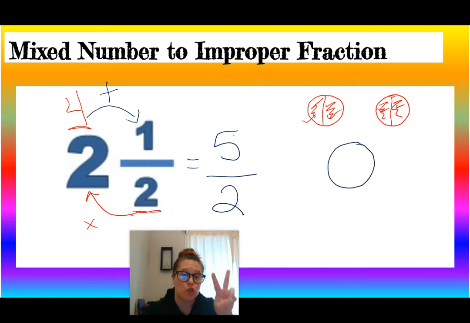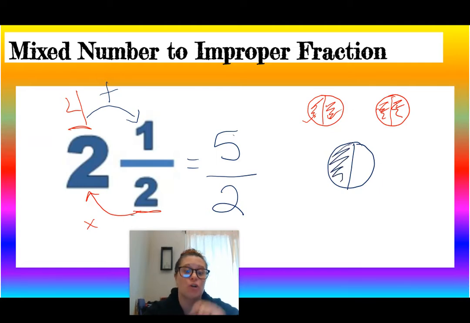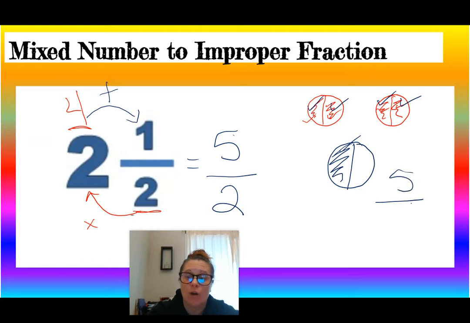It's broken into 2 equal parts. How many of those parts are shaded? One side, because 1 over 2. Let's count how many pieces we have all together. So we have 1, 2, 3, 4, 5 pieces. What? 5? So even when I draw it, I still get 5 out of 2.